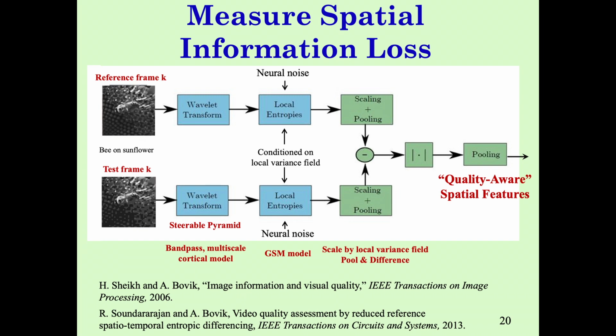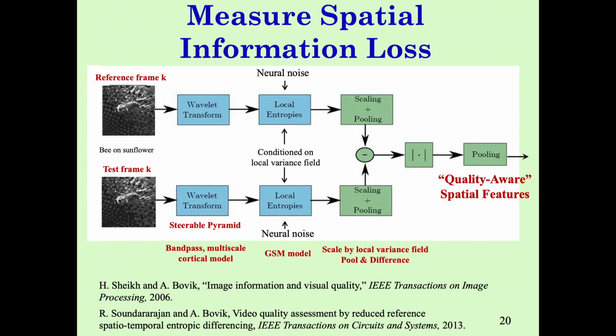First, we conduct our perceptual processing. We bandpass process the signal, okay? Multi-scale cortical model. We use steerable pyramids, a common model for primary visual cortex. We measure the local variance field, and we compute the entropies conditioned on that local variance field. I'll show you the math in a minute, okay? We do some scaling and pooling, and then we just compare these. Well, look at subtraction, okay? And then some pooling, I'll get into that later, to obtain quality-aware spatial features.